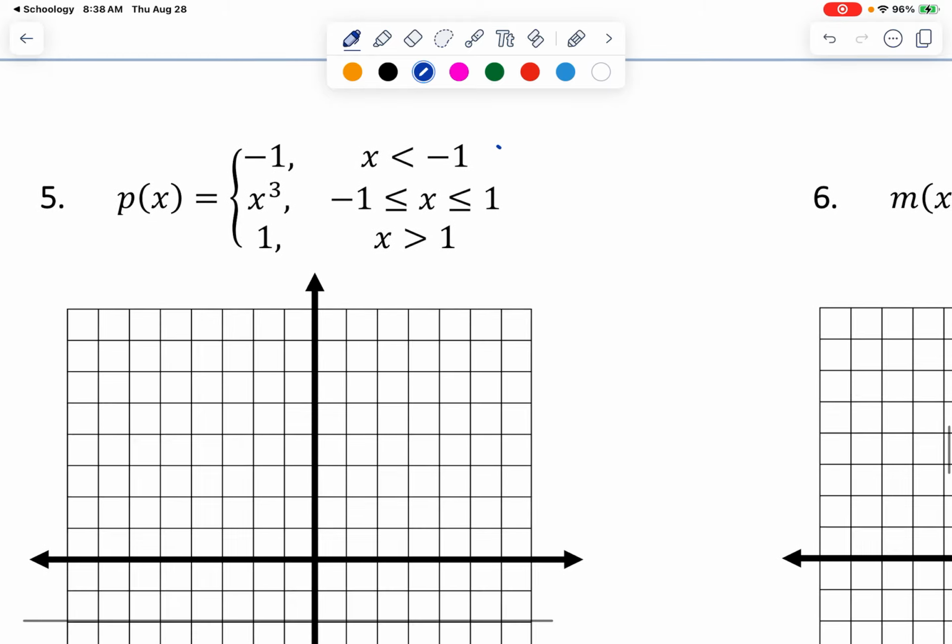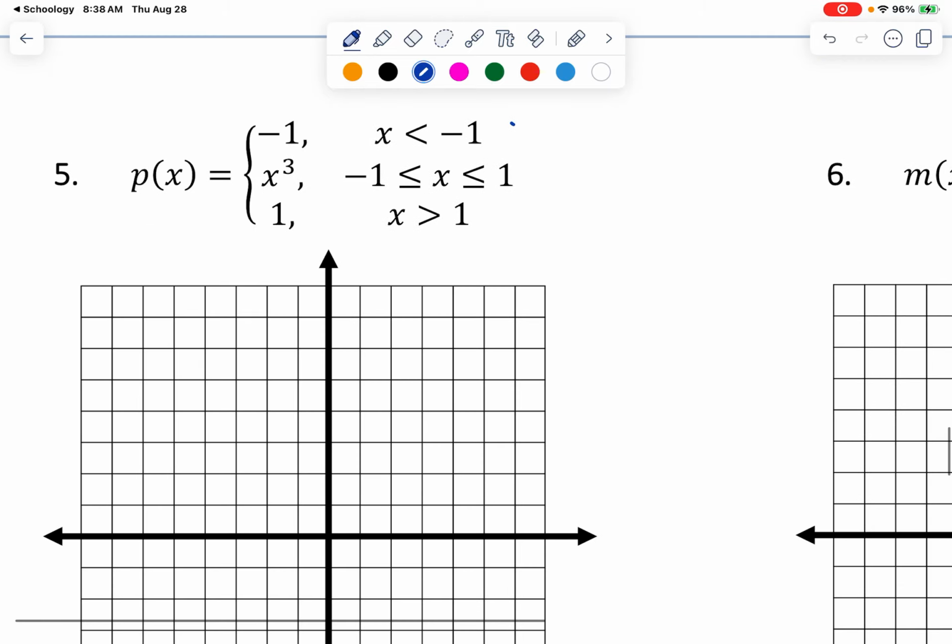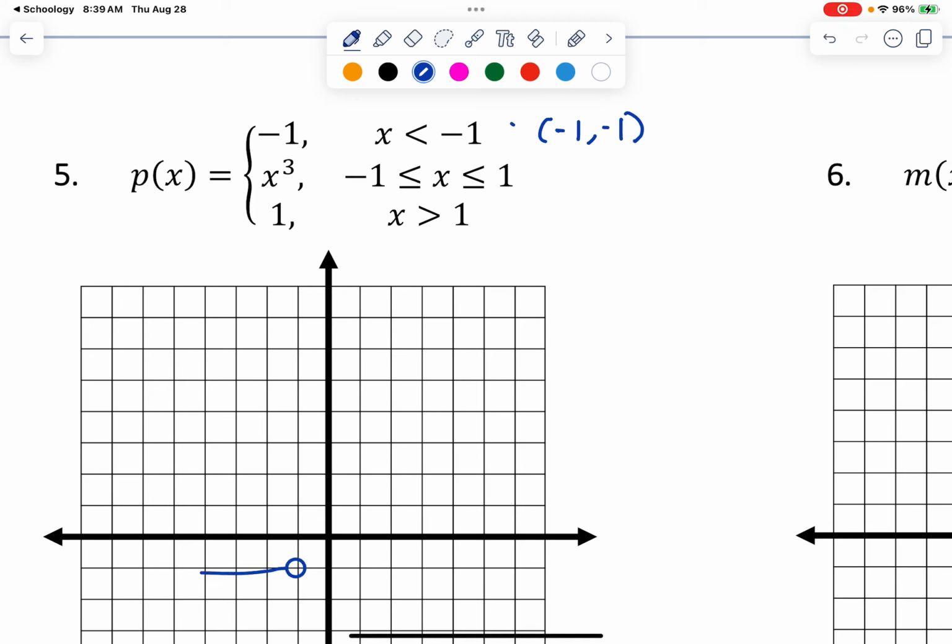So I'll start with the first one, which is a horizontal line, y equals -1, and that's only for x values less than -1. So plug in -1 for x, you get an output of -1. So at -1, -1, I have an open point, and then that's a horizontal line, y equals -1.